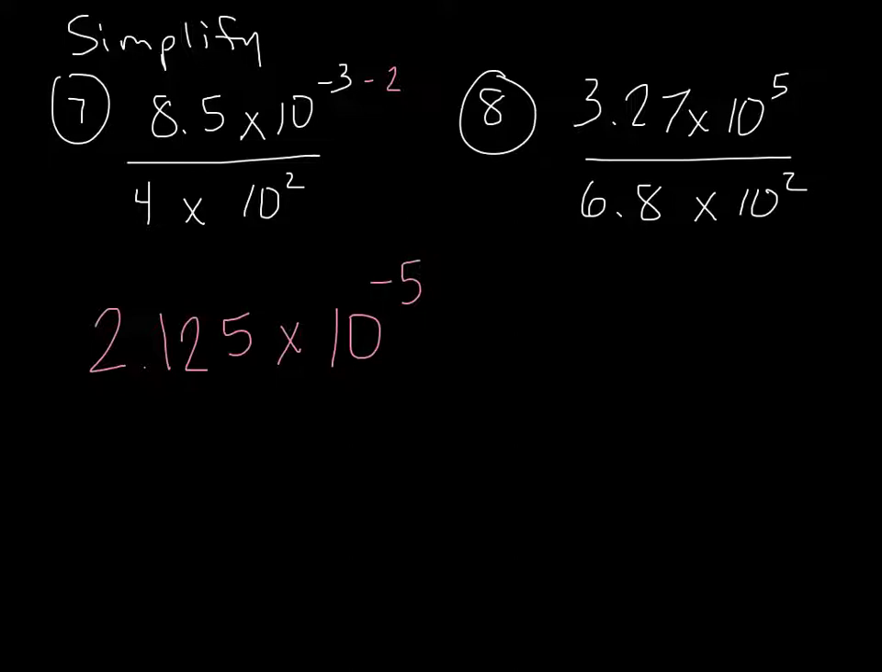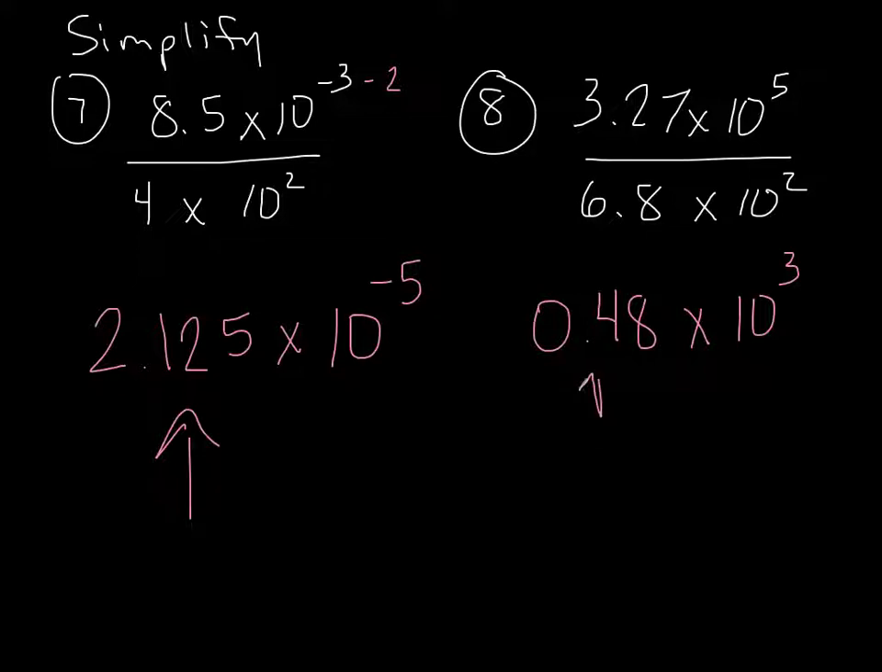Number 8, 3.27 divided by 6.8 is 0.48 times 10 to the 5 minus 2 is 3. Now look at this one over here real quick. 2.125, that's still scientific notation, so that one's still good.